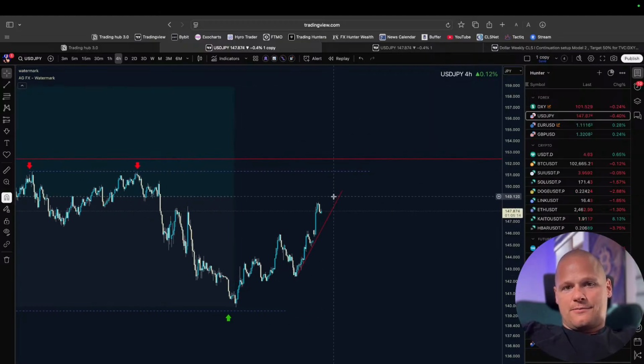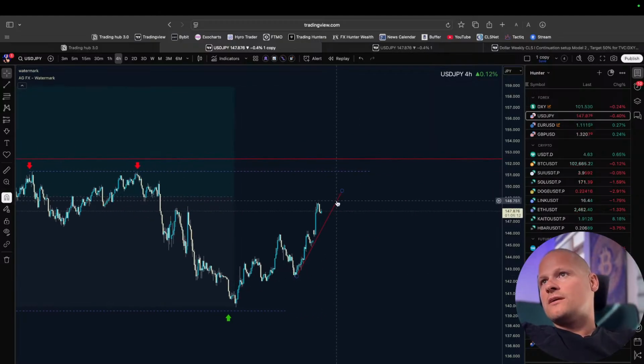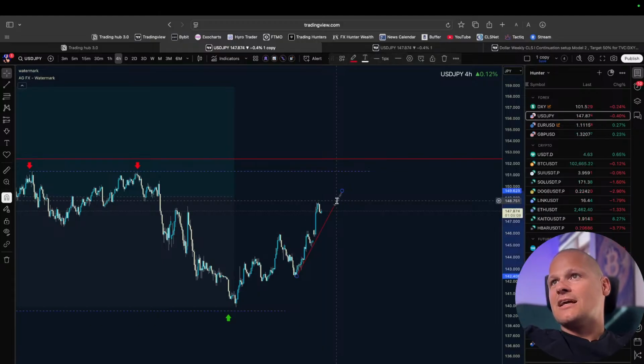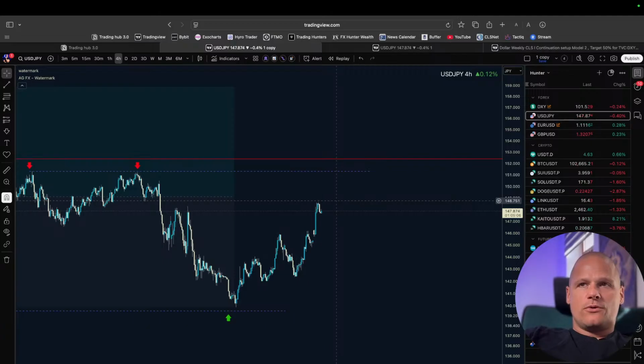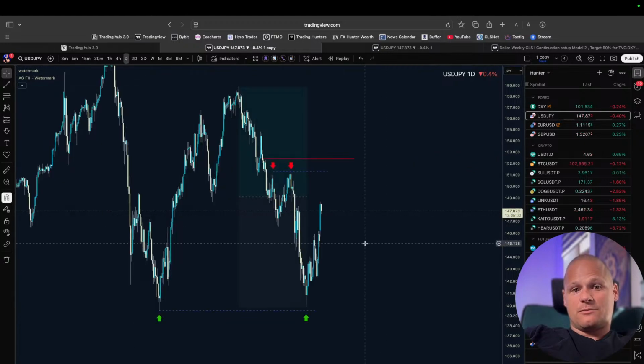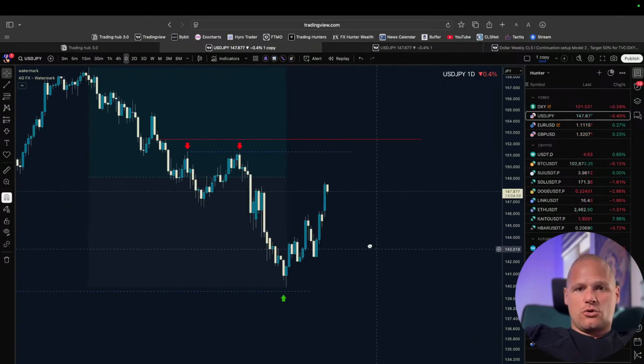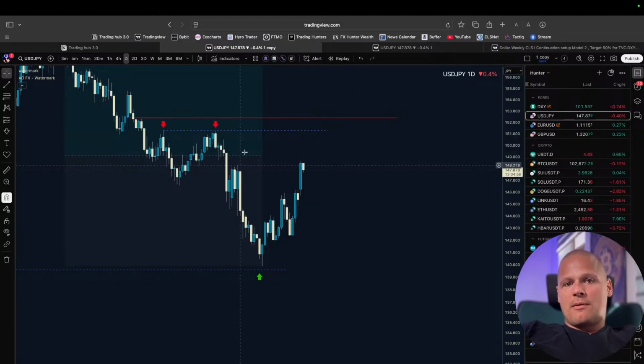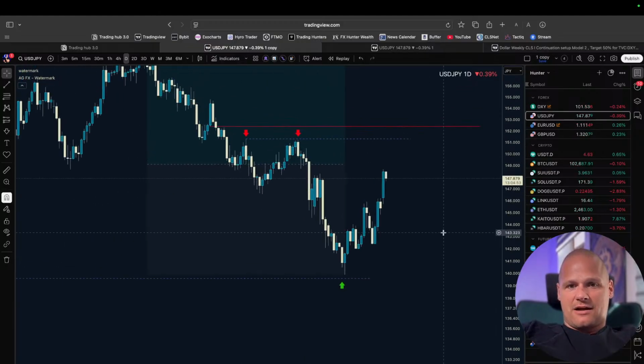So I do not want to confuse you with these trend lines, right? I'm not using them for the trading, but what helps me is to understand where probably the next level could be, right?